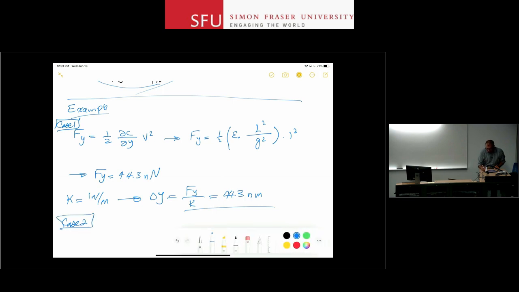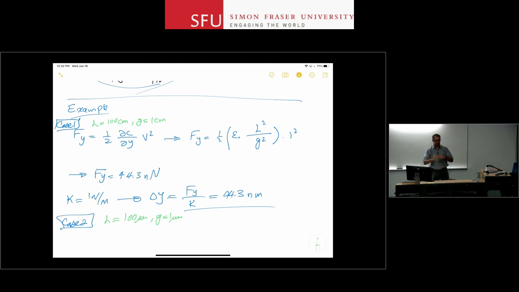Case 2 is a situation I'm going to show, you can see it on the slides. Case 2, so this is L equal 100 centimeters and G equal 1 centimeter. In case 2, what I do is shrink all the dimensions by a factor of 10 to the 4. So I get a length of 100 micrometers and a gap of 1 micrometer. Everything, the gap and lateral dimensions, I shrink by 10 to the 4.